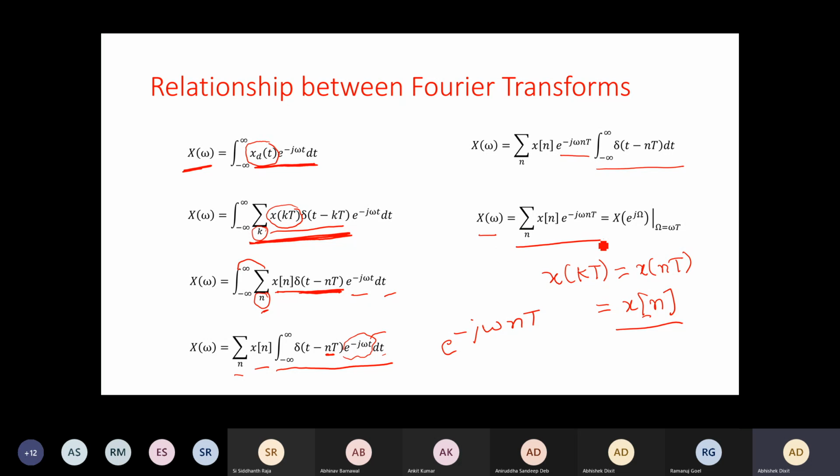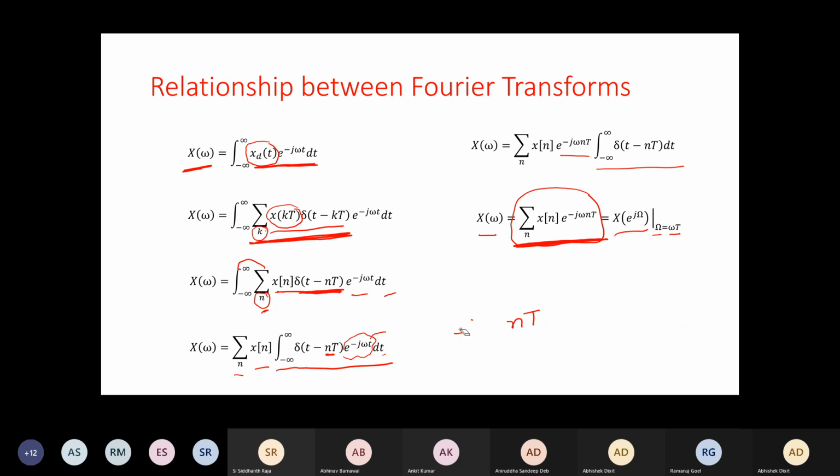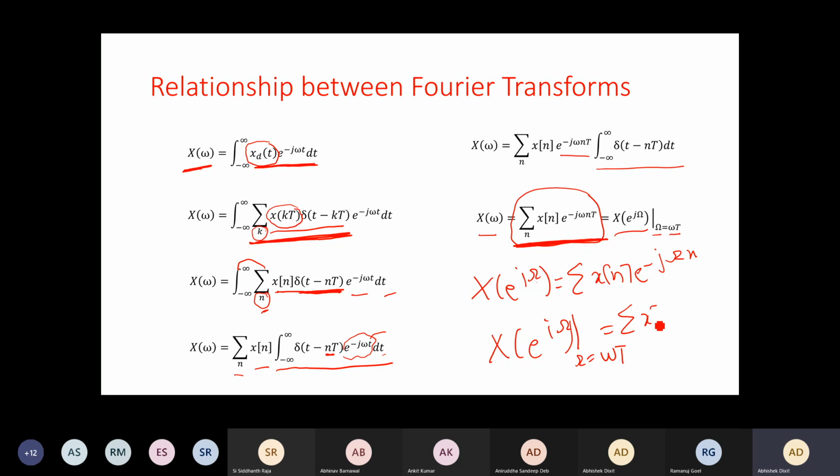So X(Ω) is simply this. And by definition, we know what this thing is. It is X(e^jω), where this capital omega takes the value little omega times T. X(e^jω) by definition is the summation of x[n] e^(−jωn). If you put ω as Ω times T, then this is x[n] e^(−jnΩT), which is exactly what you have here. So this X(e^jω), when ω is Ω times T, is simply X(Ω).